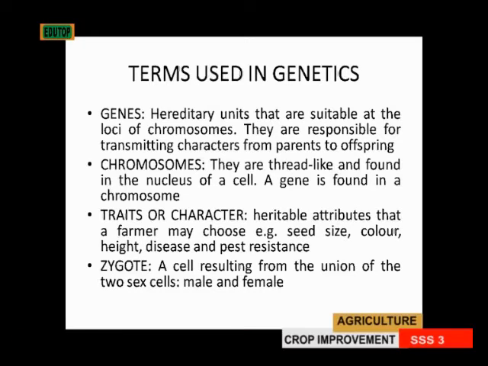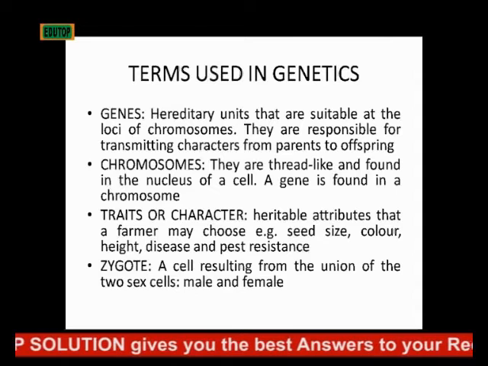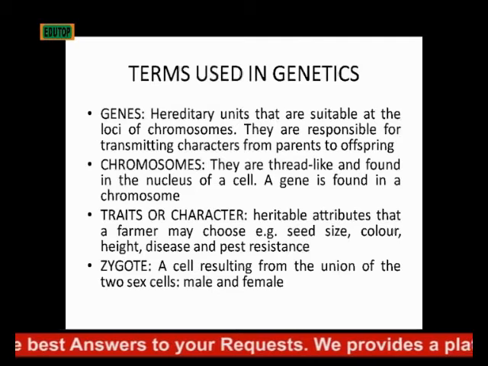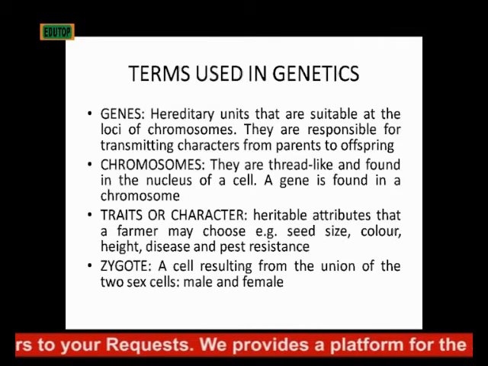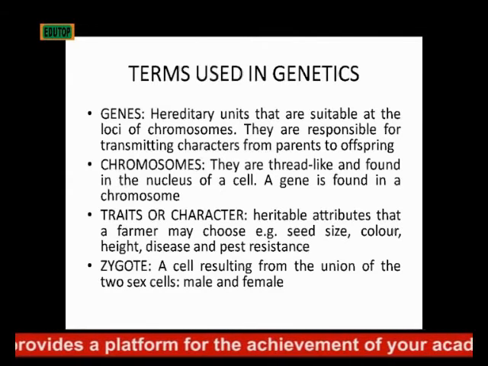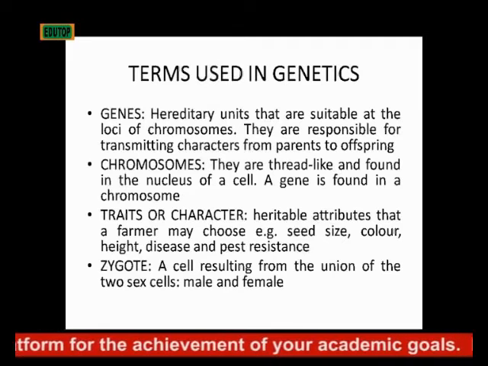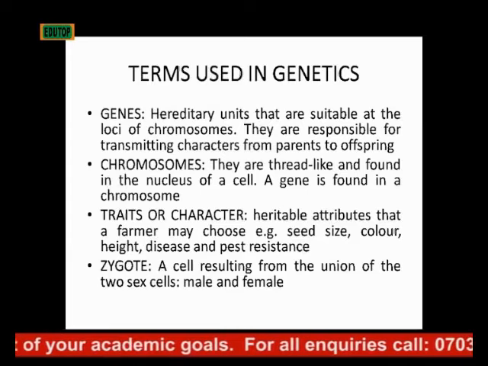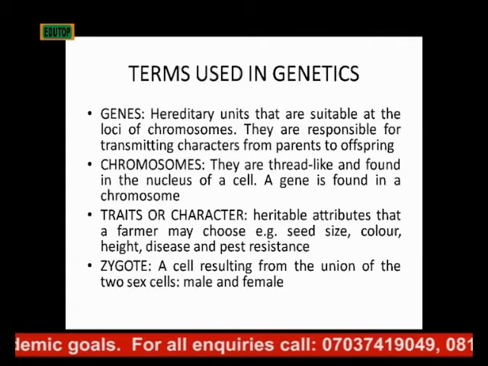Then the next one is traits or character. Traits or characters are heritable attributes that a farmer may choose, things that can be transferred to the offspring. For instance, seed size is a trait, color is a character, the height is a character, disease and pest resistance is also a trait in a crop. Then the next term is zygote. Zygote is a cell that results from the union of the two sex cells, that is the union of the female and the male cells.